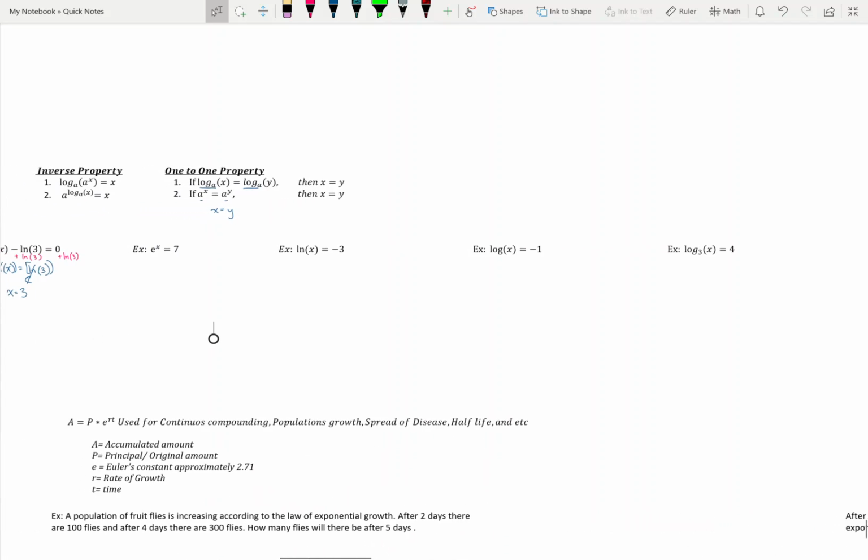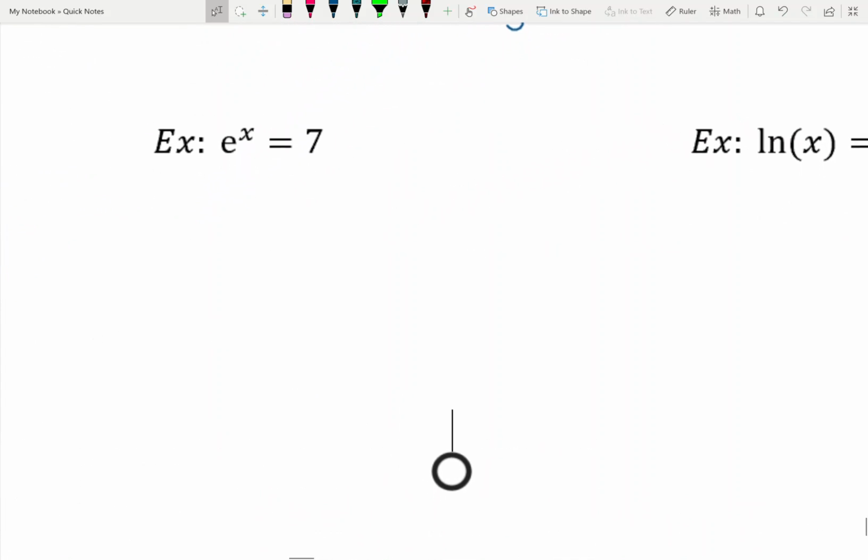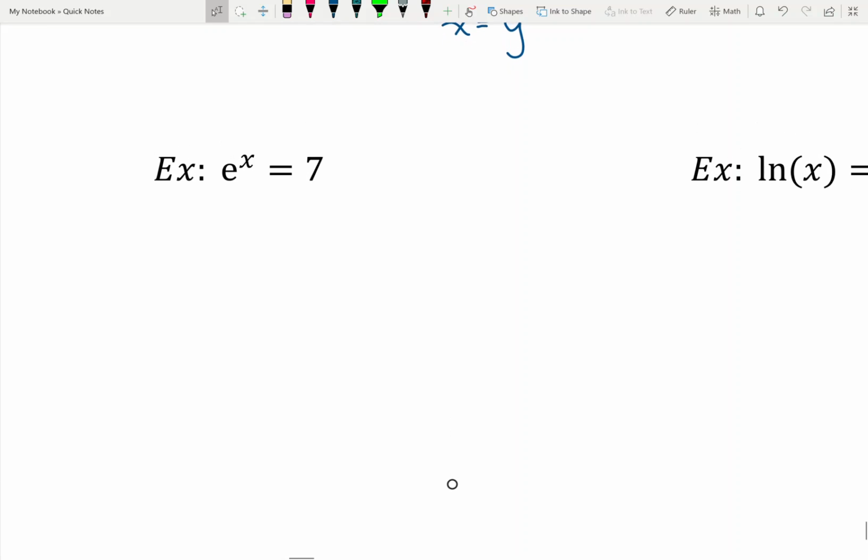Okay. So how do I undo that exponential function? I should probably use the log. And I can't just pick any log. I have to pick the log with the same base. So I'm going to pick log base e of e to the x. And whatever I do to one side, I got to do to the other side.